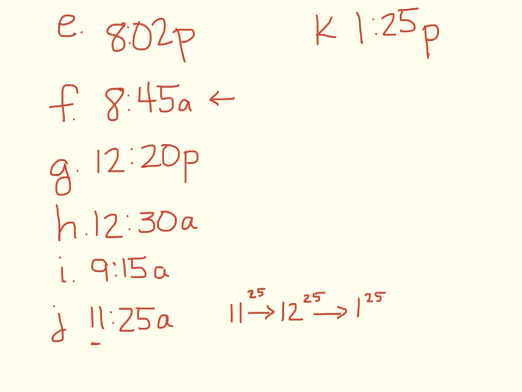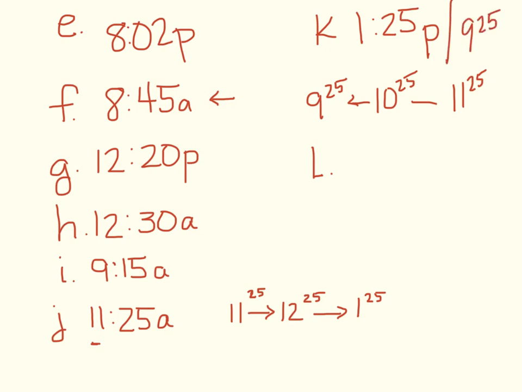Now it also asks us what's 2 hours earlier. Well, then we would go from the 11:25. Backwards an hour would be 10:25. Backwards another hour would be 9:25. So our second answer would be 9:25. Don't forget your label. AM.